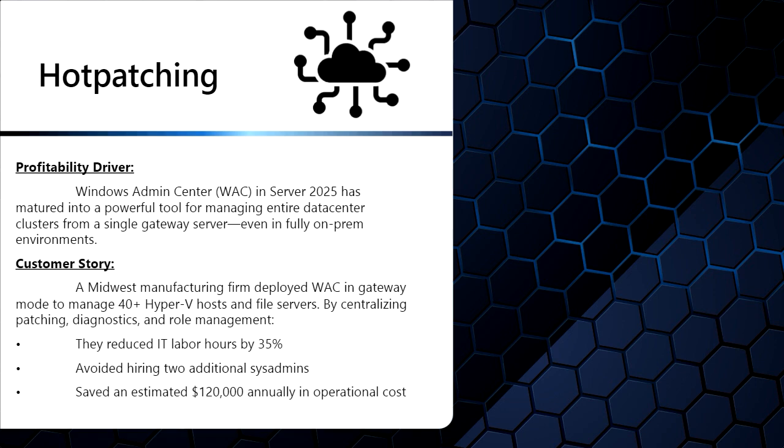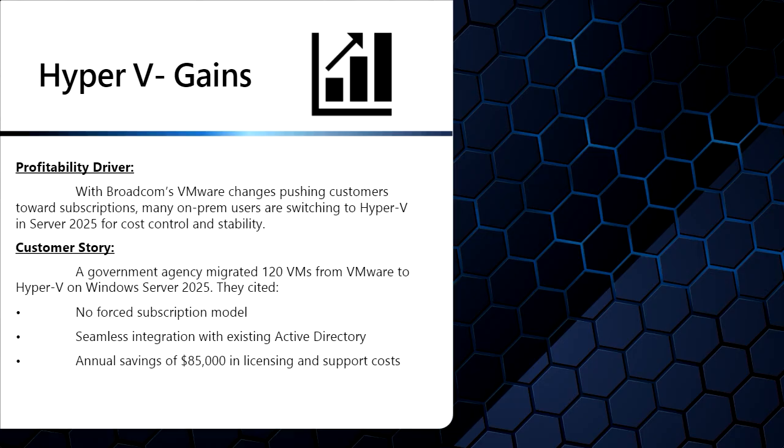Now, last but not least, what about our Hyper-V gains? We had a government agency that migrated about 120 VMs from VMware to Hyper-V on Windows Server 2025. And they said that there was no forced subscription model. It was seamless integration with their existing Active Directory, and they saved $85,000 in licensing and support costs. So again, there are so many ways that you can implement Server 2025 and literally save thousands upon thousands of dollars.